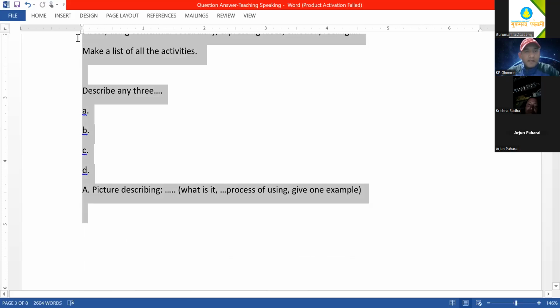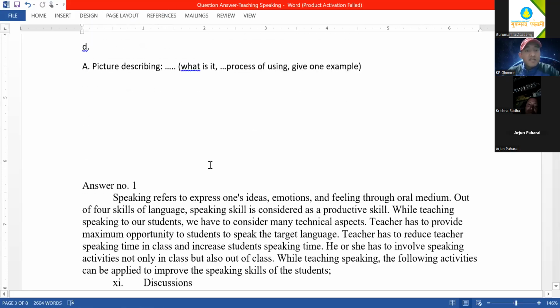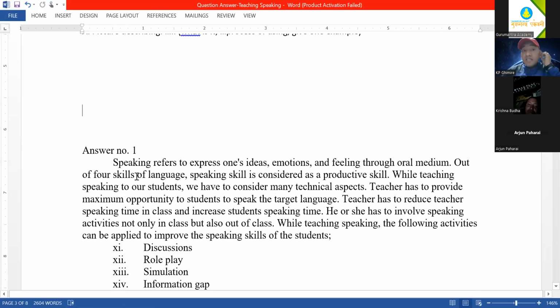Well, let me share the answer. See, teaching speaking involves different activities. So shortly mention your answer with a short paragraph. And see, speaking refers to expressing one's ideas, emotions, and feelings through oral medium. Out of the four skills of language, speaking is a productive skill.